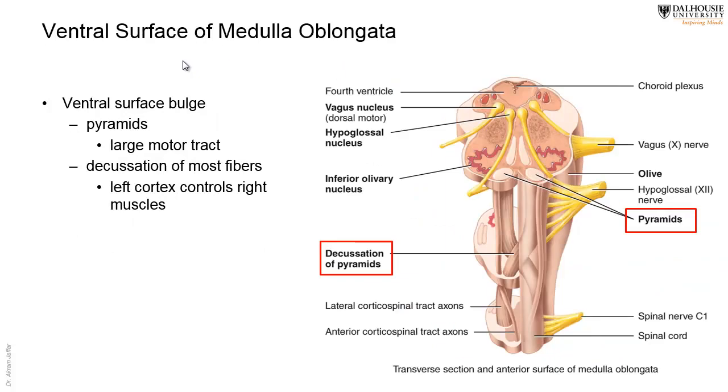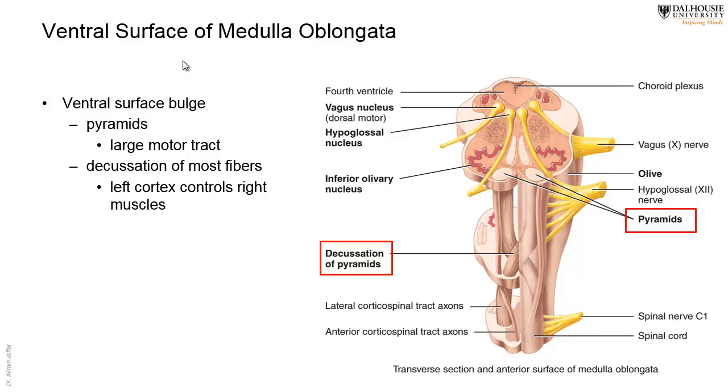On the ventral surface of the medulla, this is the ventral or the anterior surface of the medulla, you can see that there are two prominences. They look like pyramids, so that's why they are called the pyramids. In fact, they contain a bundle of axons, white matter. So these are descending fibers, motor fibers, large motor tract.